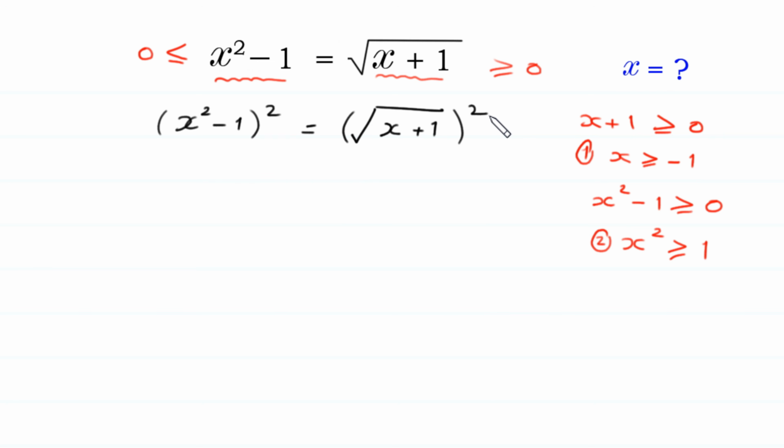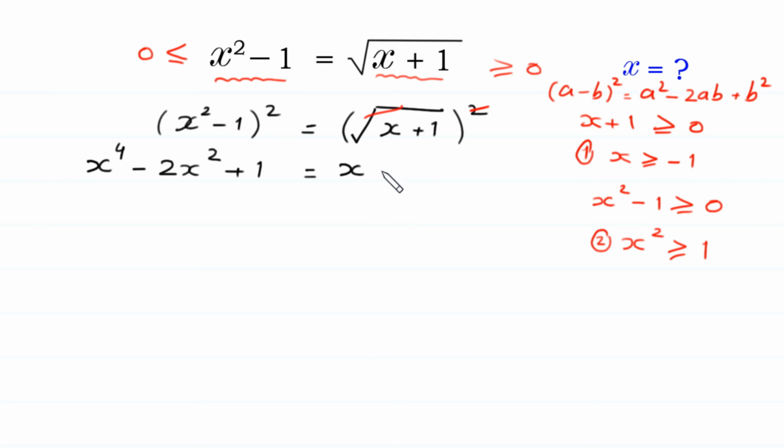squared. Now according to this algebraic identity, a minus b whole squared is equal to a squared minus 2ab plus b squared. This x squared minus 1 whole squared is equal to x to the power 4 minus 2x squared plus 1 is equal to, this square will be cancelled with this square root, and at the right side left x plus 1.